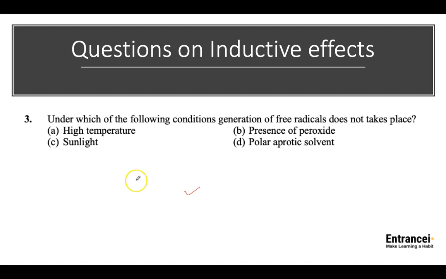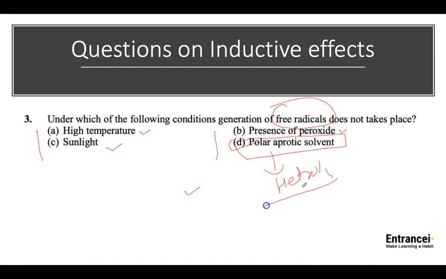Under which of the following conditions does generation of free radical not take place? That means in this question they are asking that out of these four cases, in which case free radical formation, that means homolytic cleavage, will not take place. As I have mentioned, high temperature, sunlight and presence of peroxide, these are the three cases where homolytic cleavage takes place. That means the correct answer will be D. But polar aprotic solvent, in polar solvent heterolytic cleavage takes place, right? So heterolytic cleavage generates cations and anions. So in D, heterolytic cleavage takes place, no free radical forms.